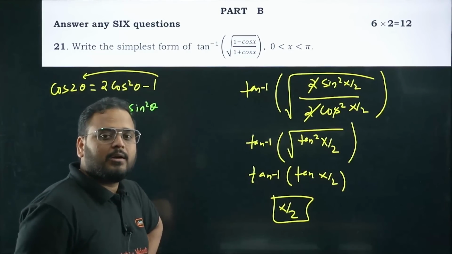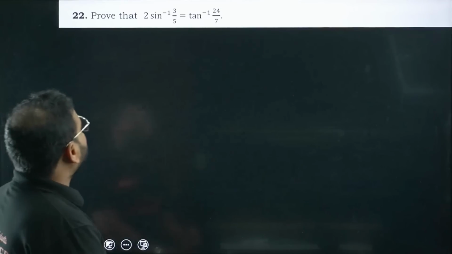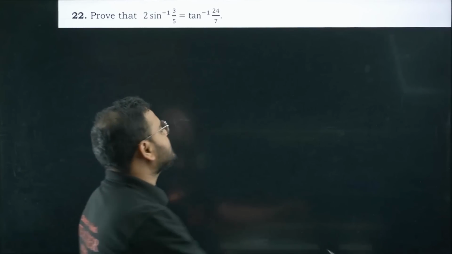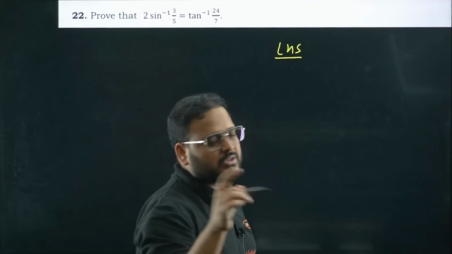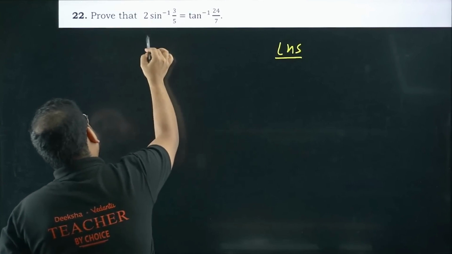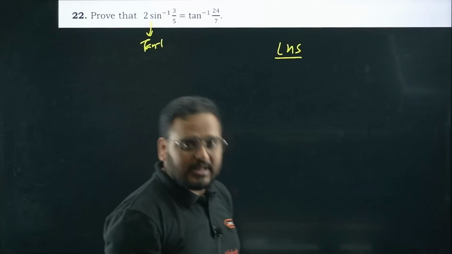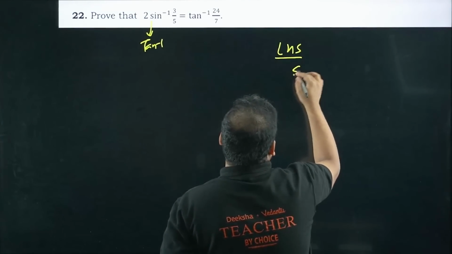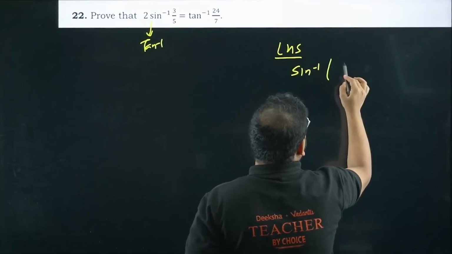Simplest form. Done. Moving on to the next question, the 22nd one. Prove that 2 sine inverse of 3 by 5 equals tan inverse of 24 by 7. Let's take LHS first. Think about it. This will be easier if I had tan inverse over here. If I had tan inverse over here, life would have been simpler. So with the help of sine inverse, I'm going to make this into tan. Sine inverse of 3 by 5.